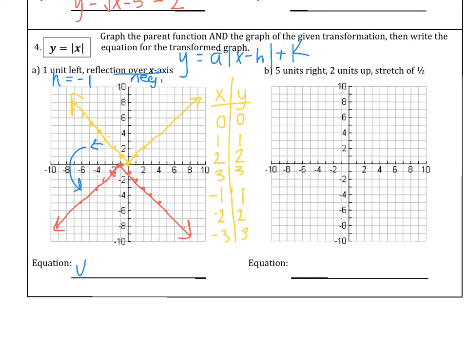So the equation for that: y equals, we didn't stretch or compress this, so it's just the absolute value of x. We shifted left 1, making our value of h -1. So x minus -1 is x plus 1. And then we did not shift it up or down, but we did reflect it over the x-axis, which means I should have a negative out front. So that's the equation for that one.